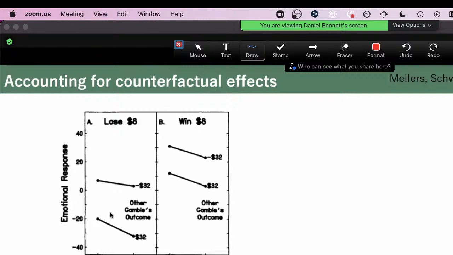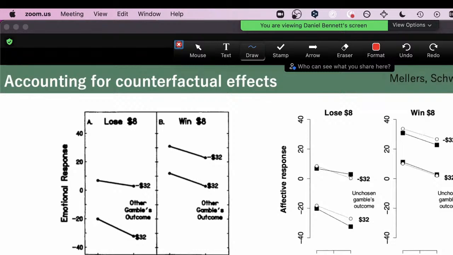There's a lot going on in this figure, but the main thing to look at is the difference between this line and this line, and between this line and this line. It's basically saying that you feel better when the outcome of the other gamble, the thing you didn't choose, was a loss, and you feel worse, all other things being equal, when the outcome of the gamble that you didn't choose was a win. And that's true whether you lose or win $8. There are some equations there, but this is just to show that if you simulate this integrated advantage model, you can capture some of these same phenomena.